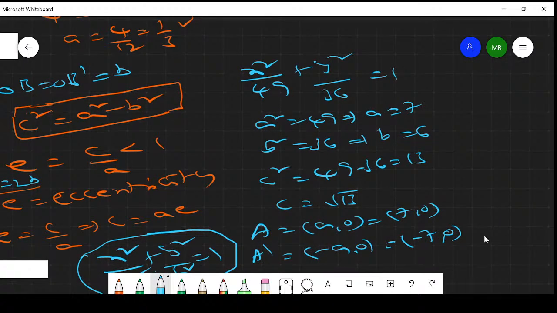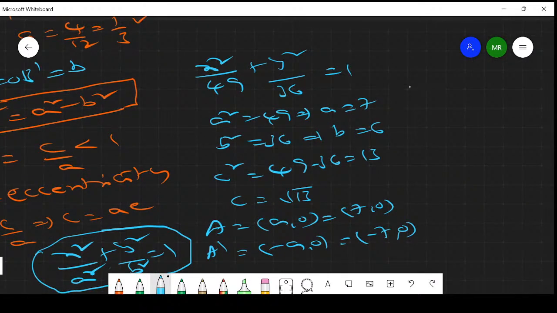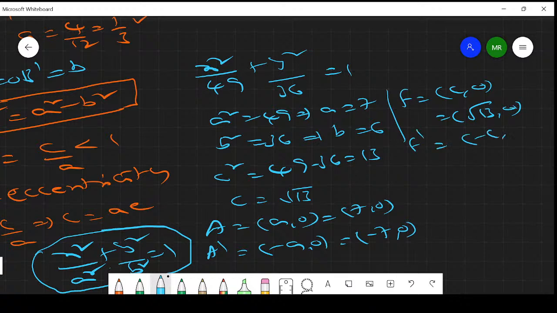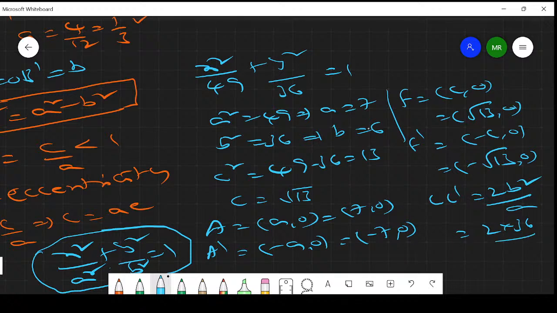When they are asking for the foci, what is F? We know it is (c, 0), which means (root 13, 0). And the other one, F' is (minus c, 0), which is (minus root 13, 0). We got it. They are asking for the length of the latus rectum, LL', which is 2b square by a. That is the formula. 2 into b square, what is the b square value? 36. 2 into 36, and what is the a value here? 7.